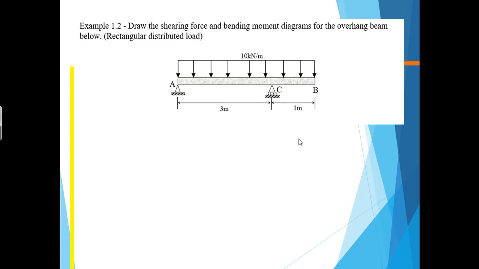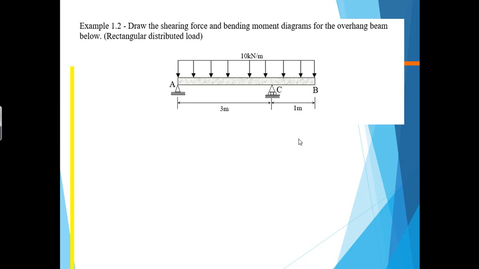Okay, so as I mentioned last week, there are a few types of distributed load, which is the rectangular type distributed load. You also have the triangle type distributed load, and also the trapezium type distributed load. But for today, I will show you how to solve one example that involves the rectangular type distributed load.